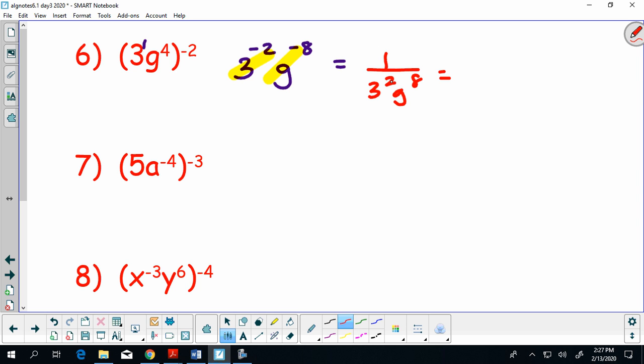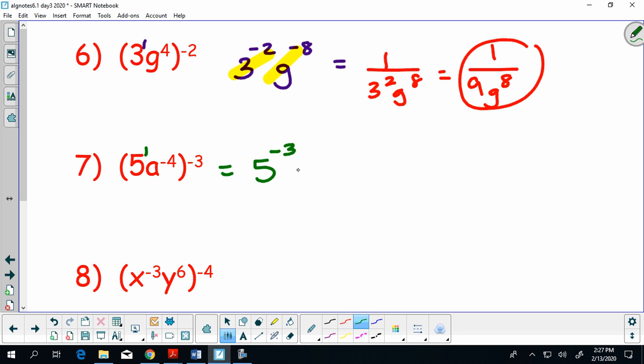And then 3 to the 2nd power is 9. So it's 1 over 9, g to the 8th power. Same for the second. I'm going to put a 1 here with this 5 because there is an exponent there. We just don't write it usually. So 5 to the 1 times negative 3 is negative 3. Write down the a. Negative 4 times negative 3 is 12.